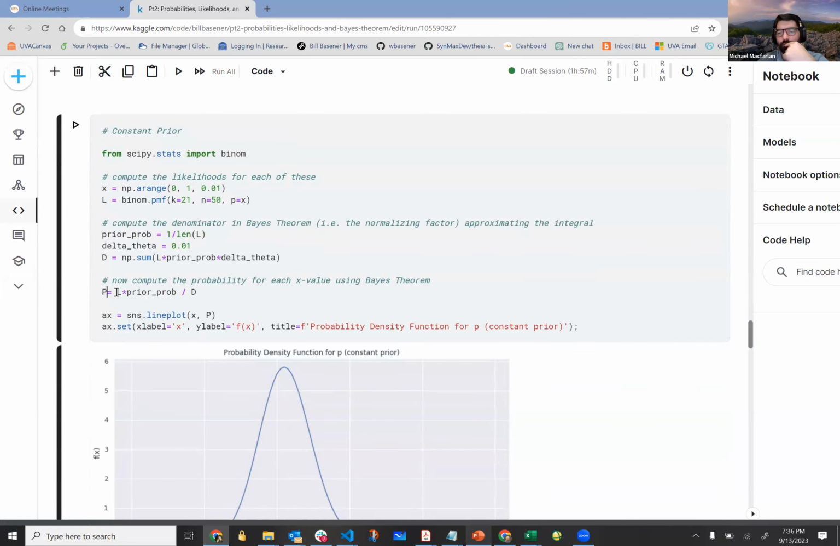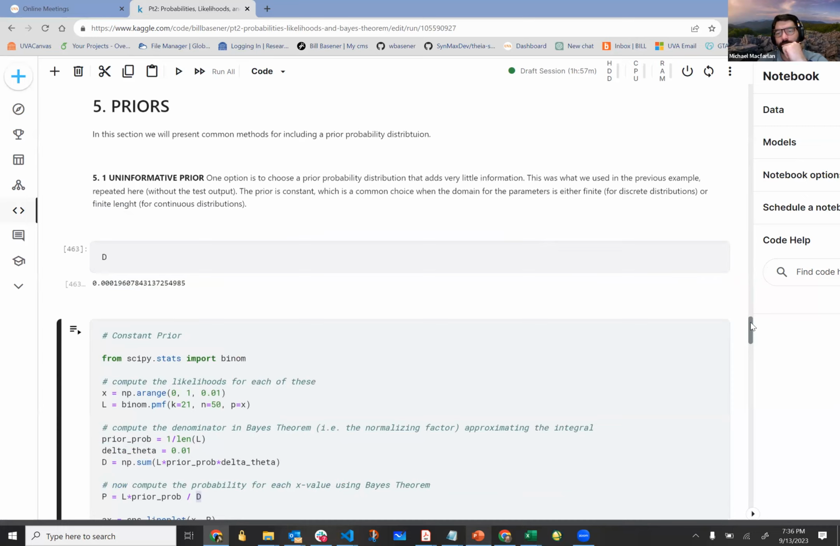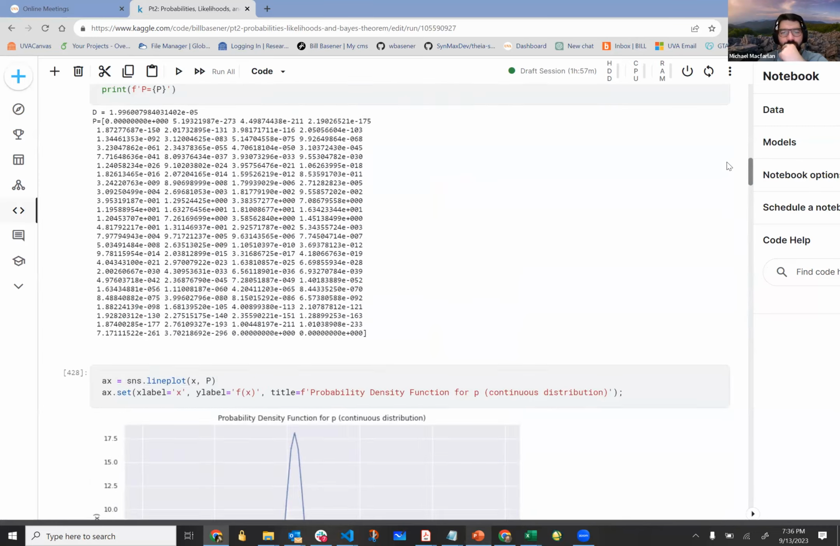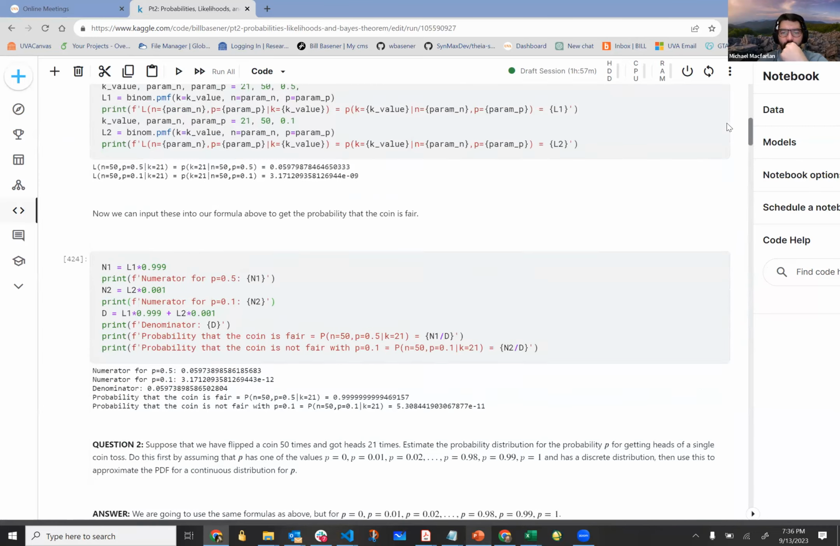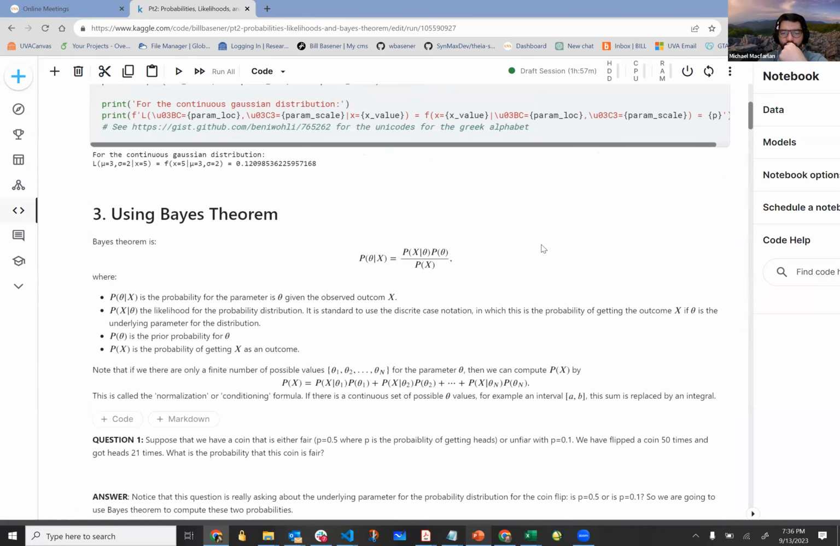Now, this is Bayes' theorem right here. P is a probability distribution on little p, which is our theta, and it's the likelihood times the prior divided by the denominator, right? L is the likelihood, this is the prior, this is the denominator. That is exactly the same as this formula right here: likelihood times prior divided by denominator, right? That Bayes' theorem is what we're computing below.